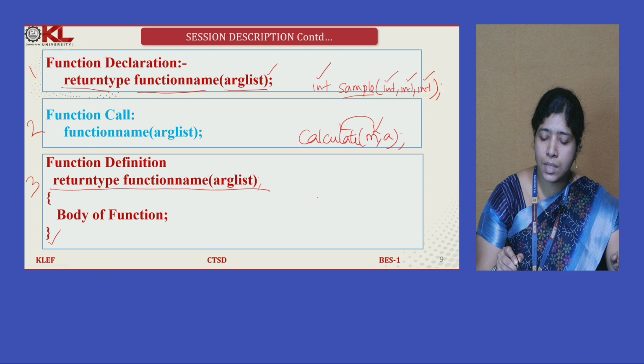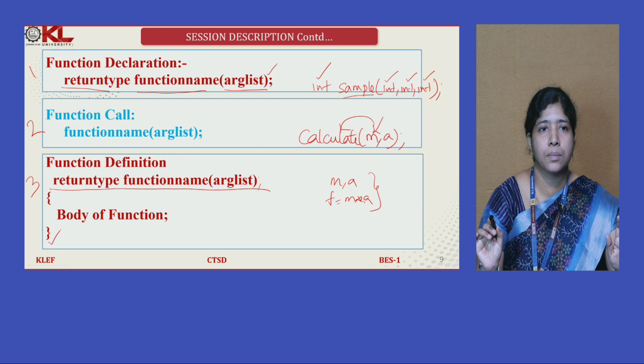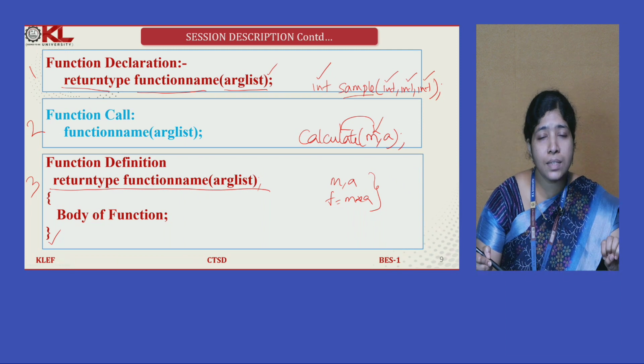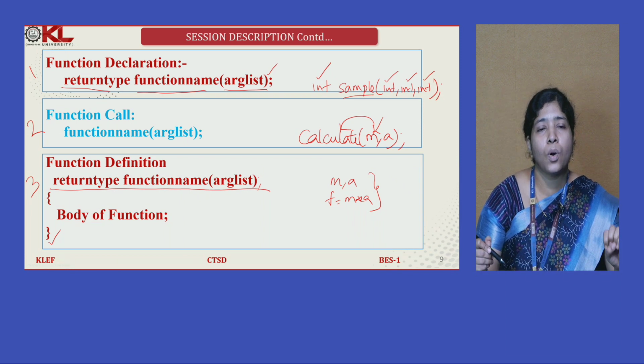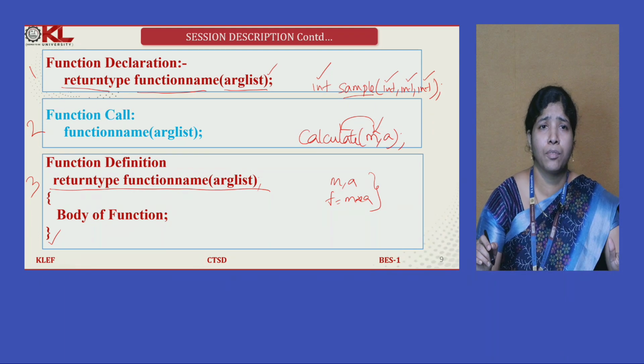In the example you have seen, I have taken the values as m and a, and I have said f equals m into a. Here I have designed what I am supposed to do in the calculation process. Defining is nothing but mentioning, writing what you are supposed to do. These three are very important for you.